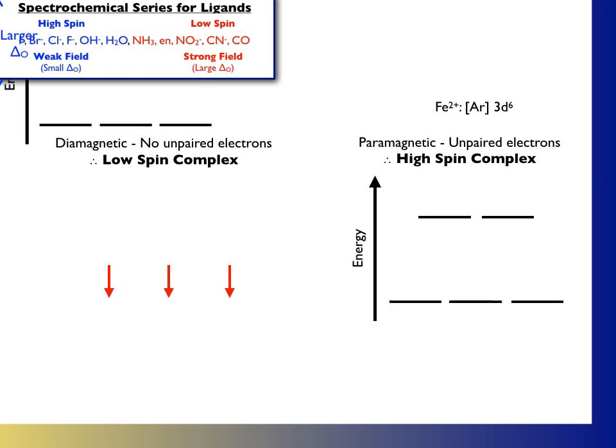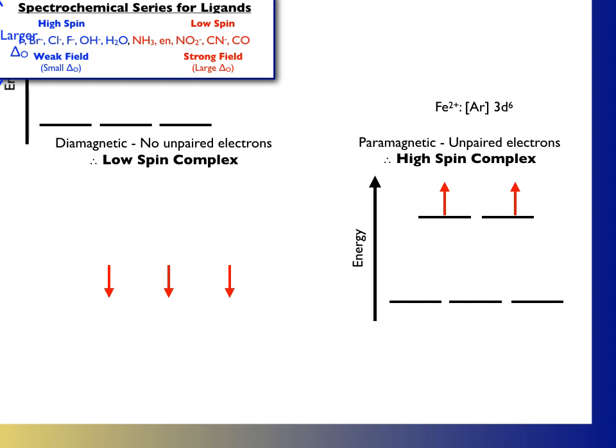For our high spin example, we start out the same way by following Hund's rule, putting 1 electron in each of the lower energy orbitals, which also follows the Aufbau principle. Now for a high spin complex, we note that the delta O is smaller than the energy that it takes to pair up the electrons. Therefore, it takes less energy to put the electrons in the higher energy level than it does to pair up the electrons. We've now used up 5 of our 6 d electrons.